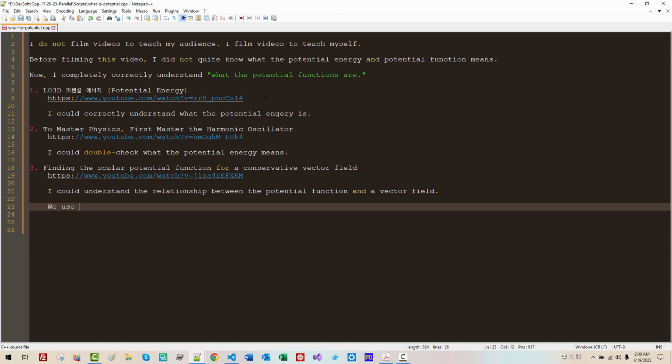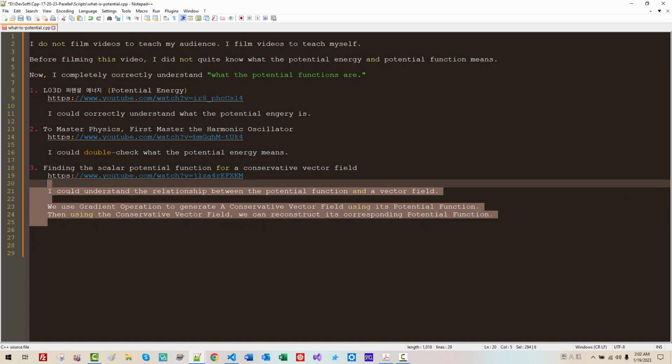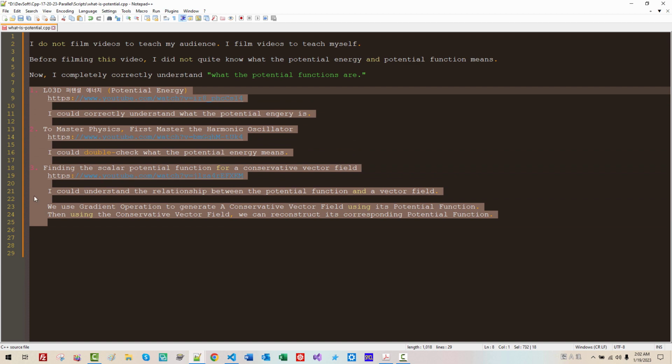We use the gradient operation to generate a conservative vector field using its potential function. Then, using the conservative vector field, we can reconstruct its corresponding potential function. I would highly recommend these three videos.